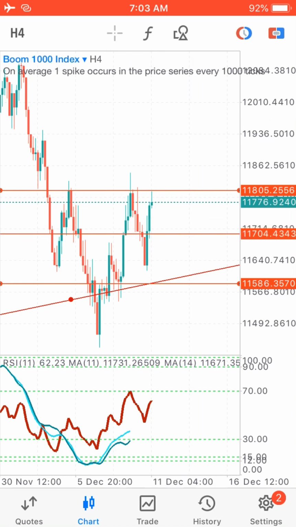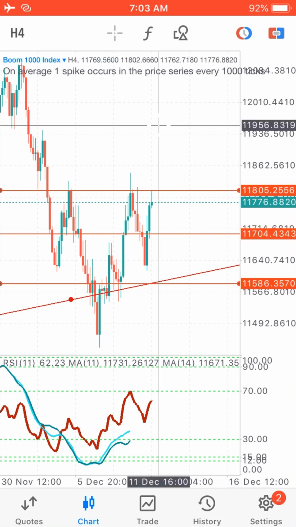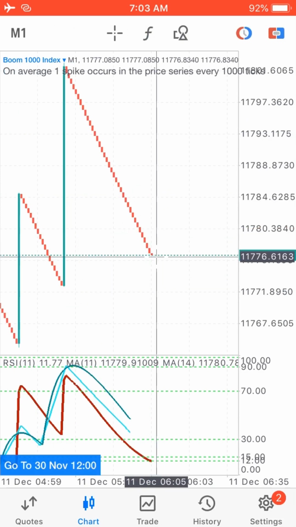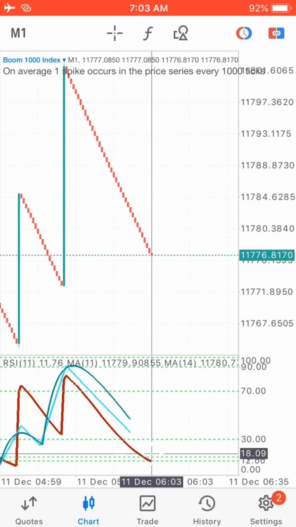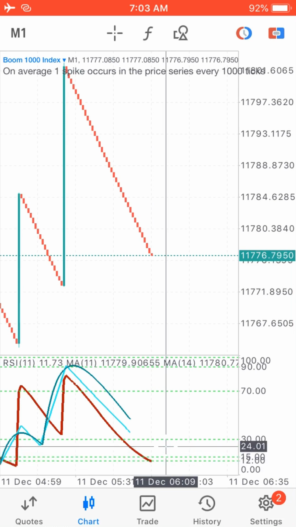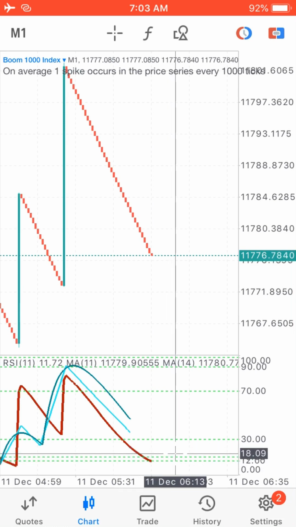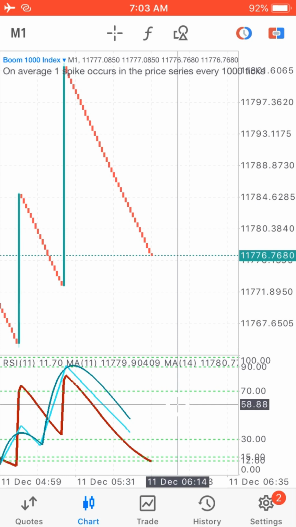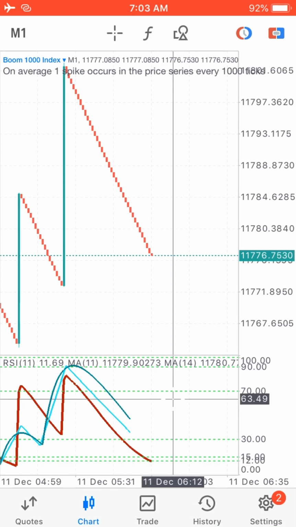So if you are using the Boom, when you get to the 1 minute time frame, once the market gets to this area here, that's the oversold region, we expect a spike. So this indicator works for the Boom and also for the Crash. So make sure you get these things set.